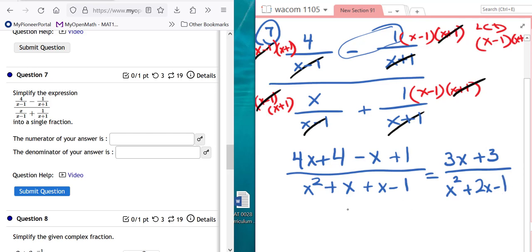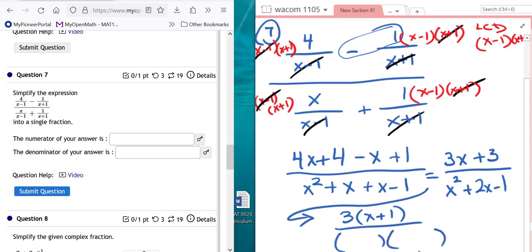Could we factor? I'm going to go back this way. You could take out a 3, and that leaves x plus 1. Down here, if we try it, I'm going to have to use 1 and 1, because that's the only way to multiply and get 1. But those are going to cancel, and it has to be different signs. So it's not going to factor. So it is going to need to stay there.